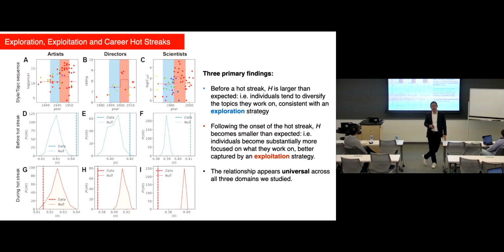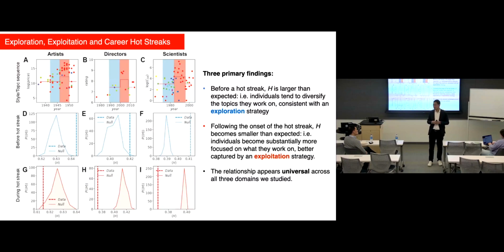What we find is that before a hot streak, the entropy of the work is systematically larger than expected. This means individuals tend to diversify the topics they work on, which is consistent with the exploration strategy. Once the hot streak begins, the entropy of the work becomes systematically lower than expected.